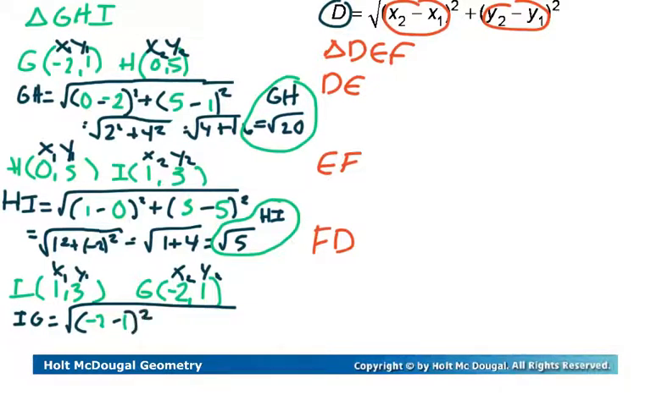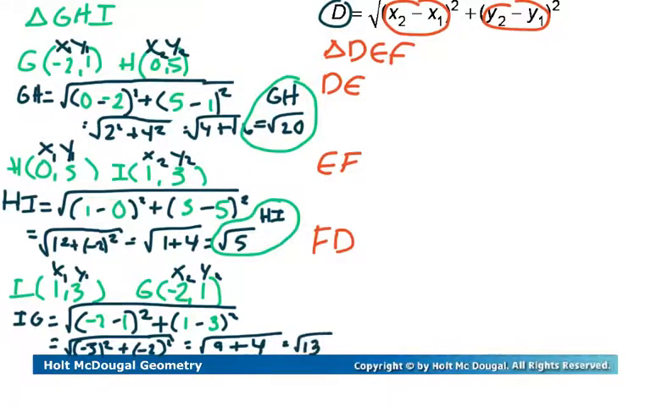That difference will then be squared, and then to it we will add the difference of our y2, which is 1, and our y1, which is 3. And so we end up with a simplification of negative 2 minus 1, so the square root of negative 3 squared. Sorry, the negative 3 squared. And then to that we'll add 1 minus 3, which is negative 2 squared, which simplifies to be the square root of 9 plus 4, or the square root of 13. And so that's IG.